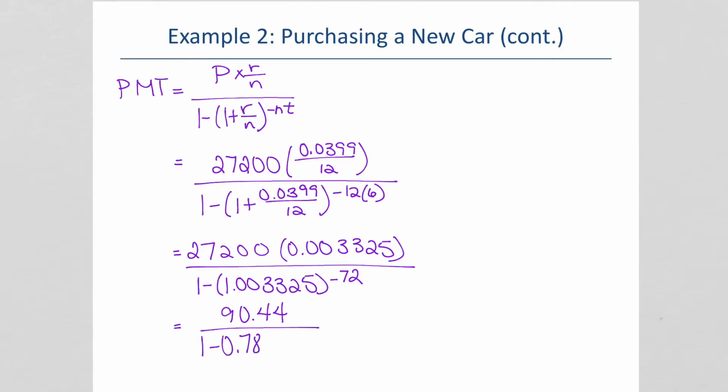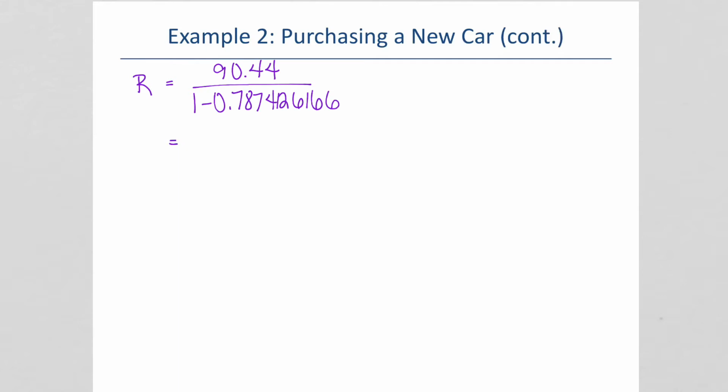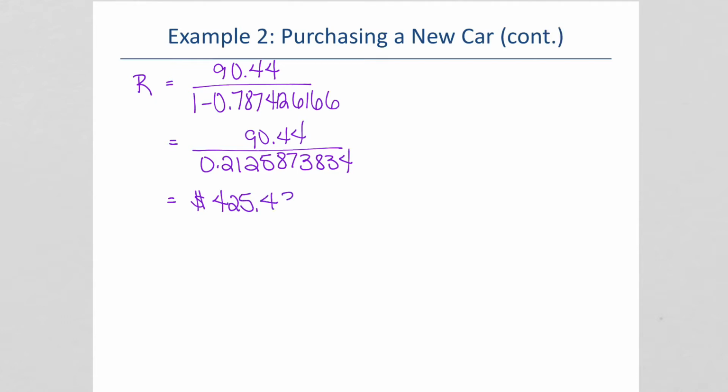We get 0.7874126166. So subtract that from 1 and divide, well, I've got it written down here. Let's see. On the bottom, when we subtract from 1, we get this number. And divide. So it looks like the payment each month for 6 years would be $425.43.